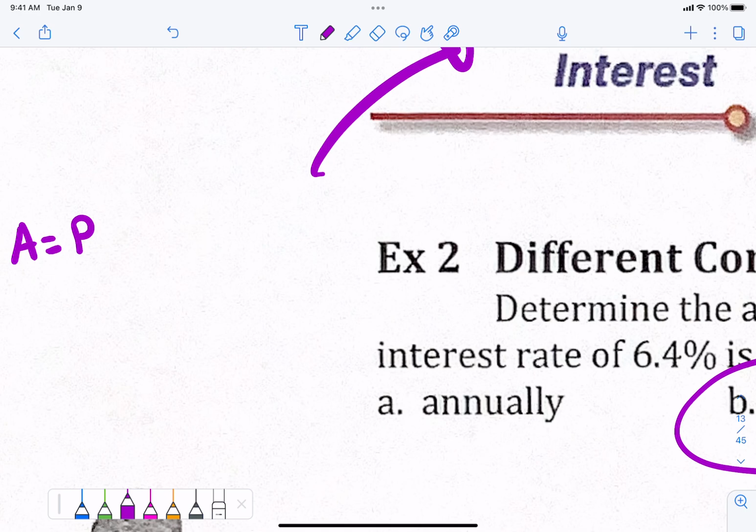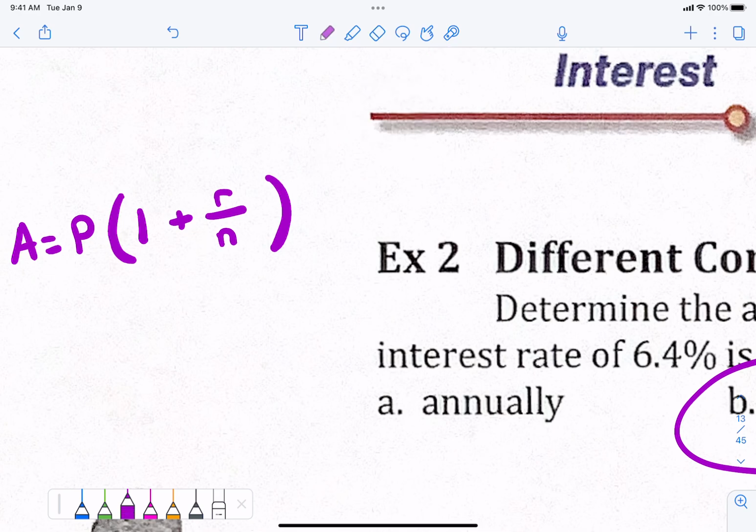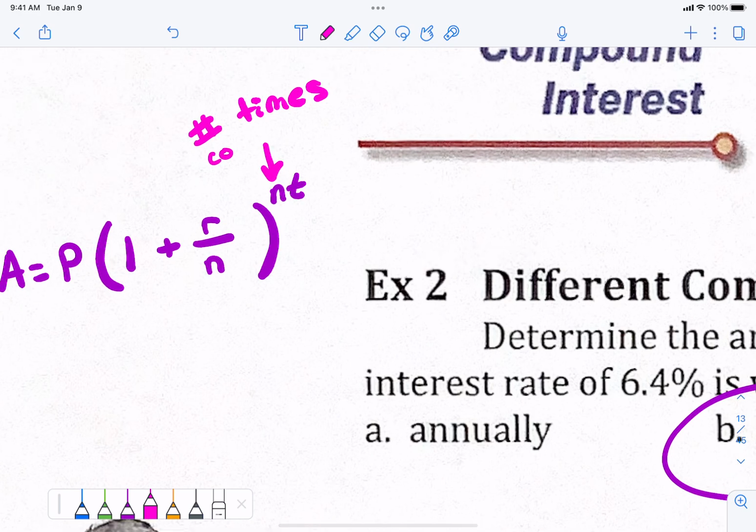So A equals P. We're still going to start out with that. And it is 1 plus r over n, to the n times t power, nt power. We'll talk about what n is in a second. This is the formula that you want to use for compounded interest. All of the variables are the same, except n is the number of times it is compounded per year.